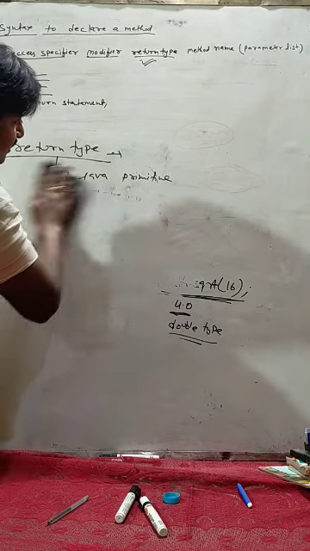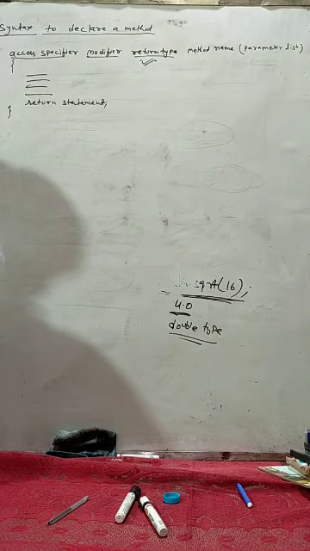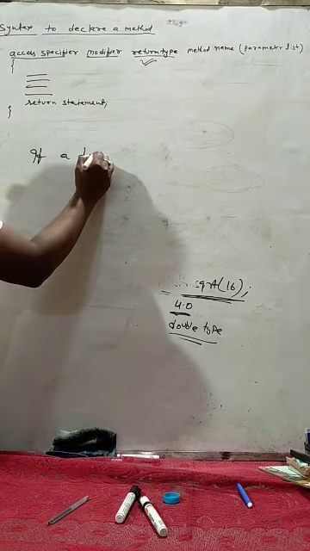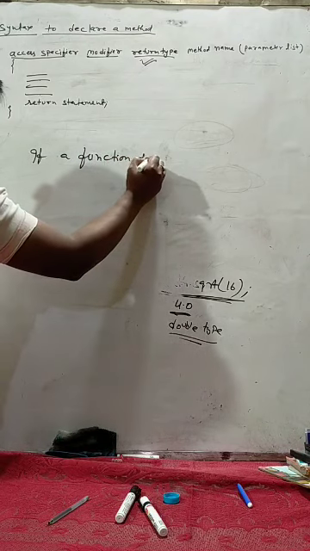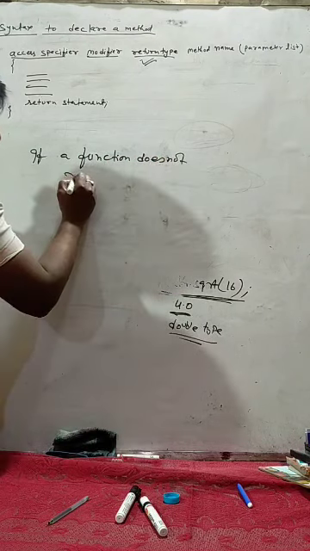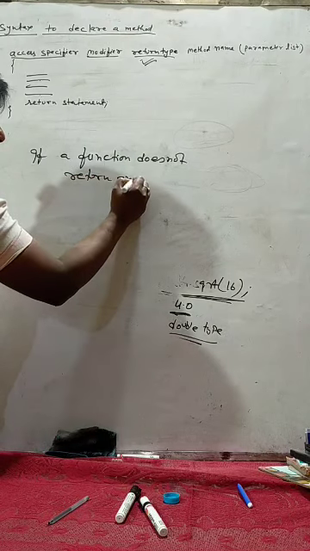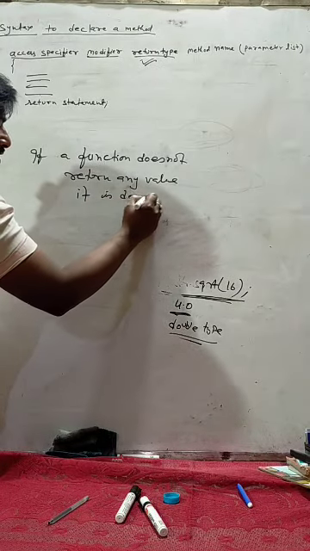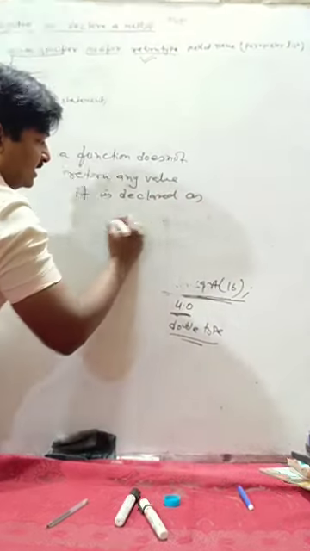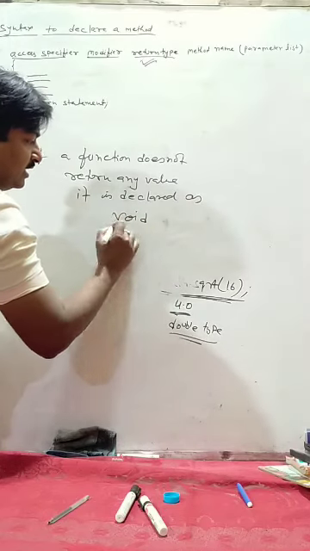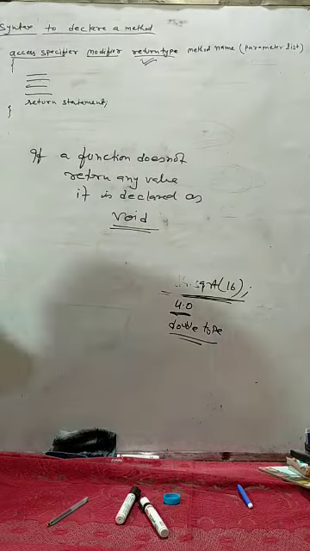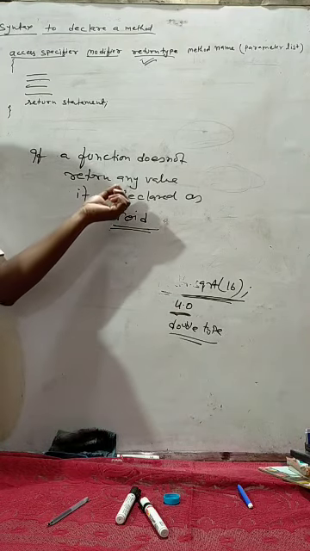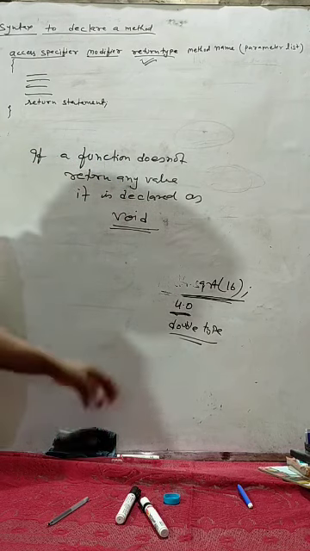If a function does not return any value, it is declared as void. So a void method means a method which does not return any value as a result.